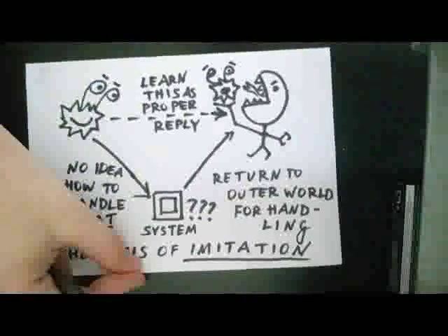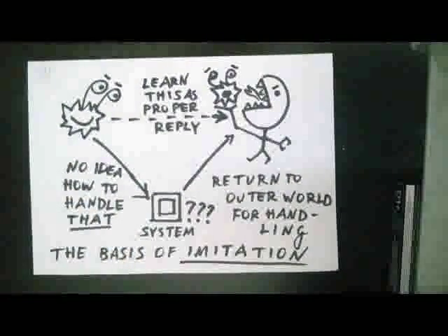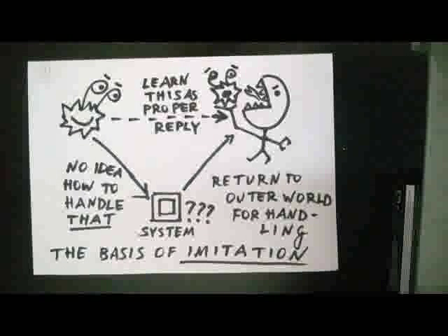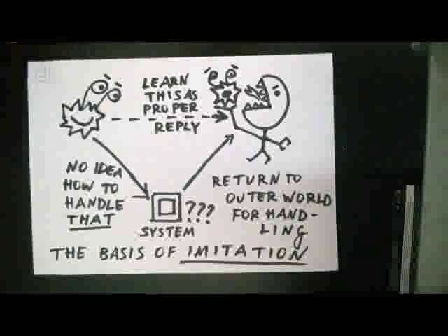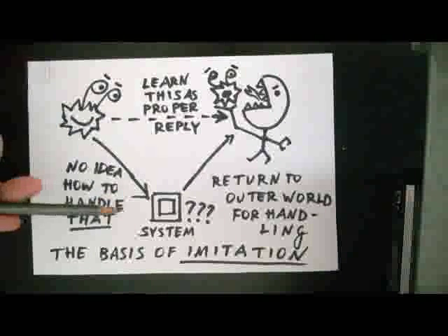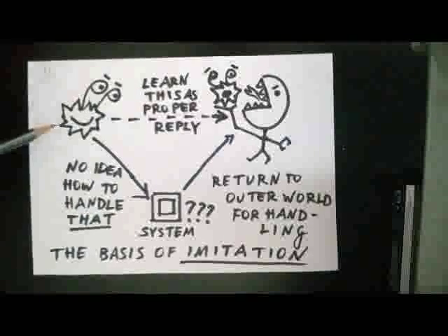Now, what happens if the system does not know at all how to handle a situation? If the situation is perfectly new to it? Well, then it can learn by imitation. And here I would like to outline how that happens. Let us say the system is challenged by this fluffy animal, and it really has no idea how to react to that. What do you do when you see that?